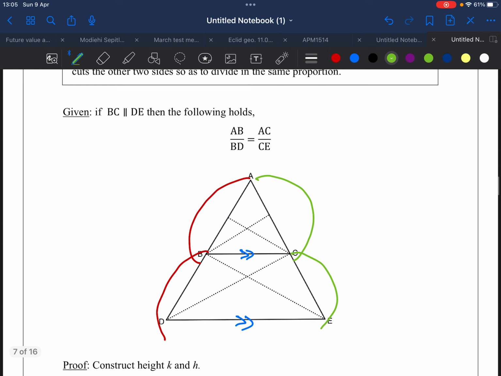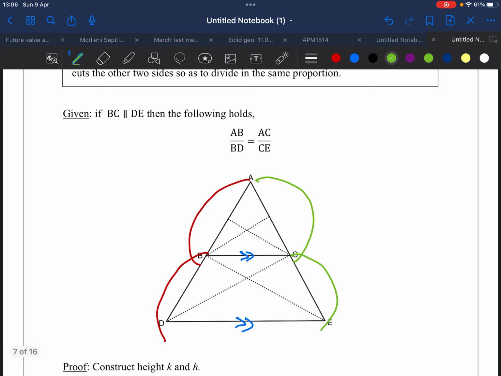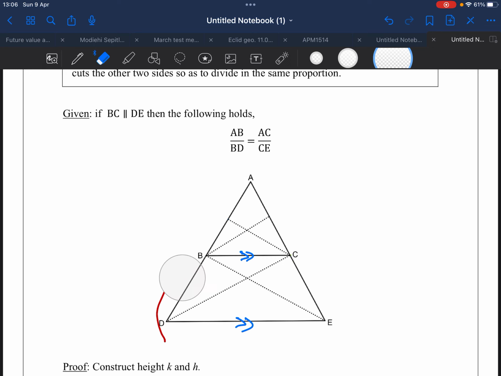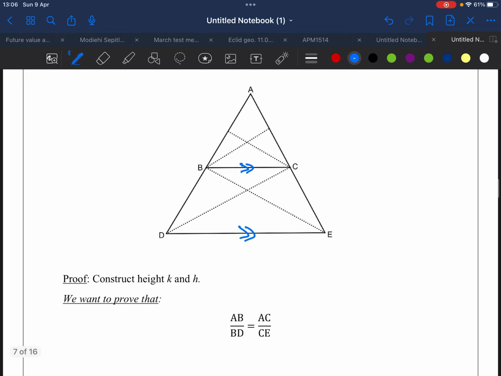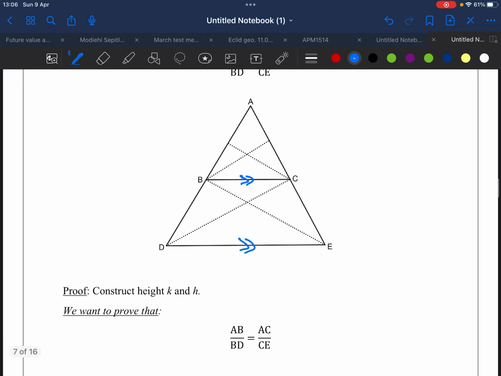So now, of course, we can appreciate this theorem as is, but we've got to show the proof, the concrete evidence that this actually holds. How can we prove that? Please make sure that you understand how to prove this theorem, because it is examinable. It's about 5 marks in your exam, so please make sure that you know how to prove it. So number one, we will start by constructing heights K and H.